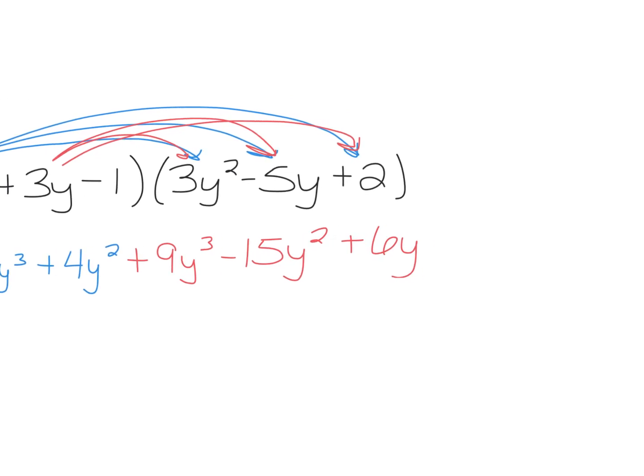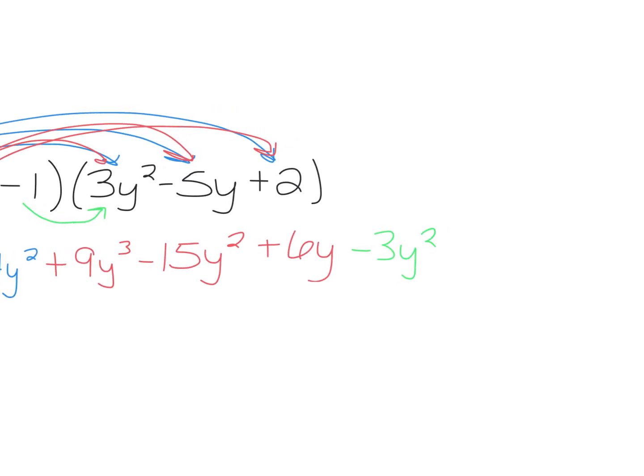And then what do I need to do last? Take that negative 1 times 3y squared. So we have minus 3y squared. And then negative 1 times negative 5y plus 5y. Negative 1 times 2 minus 2.